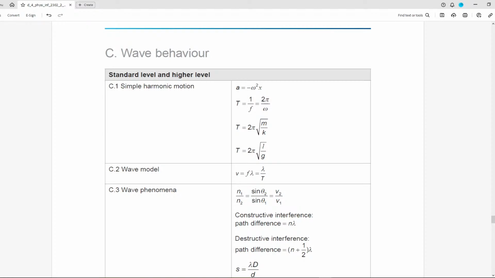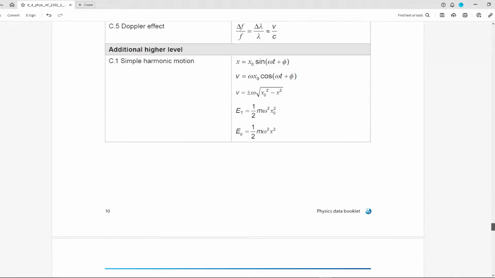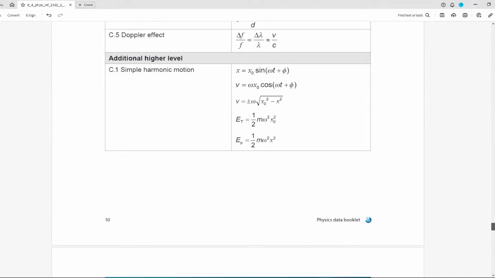Alright, this video goes through topic or unit C, wave behavior and simple harmonic motion, which is what drives the wave behavior in the first place. Just note that this unit is quite interesting because simple harmonic motion actually has standard level, the basics, and the additional higher level formula.